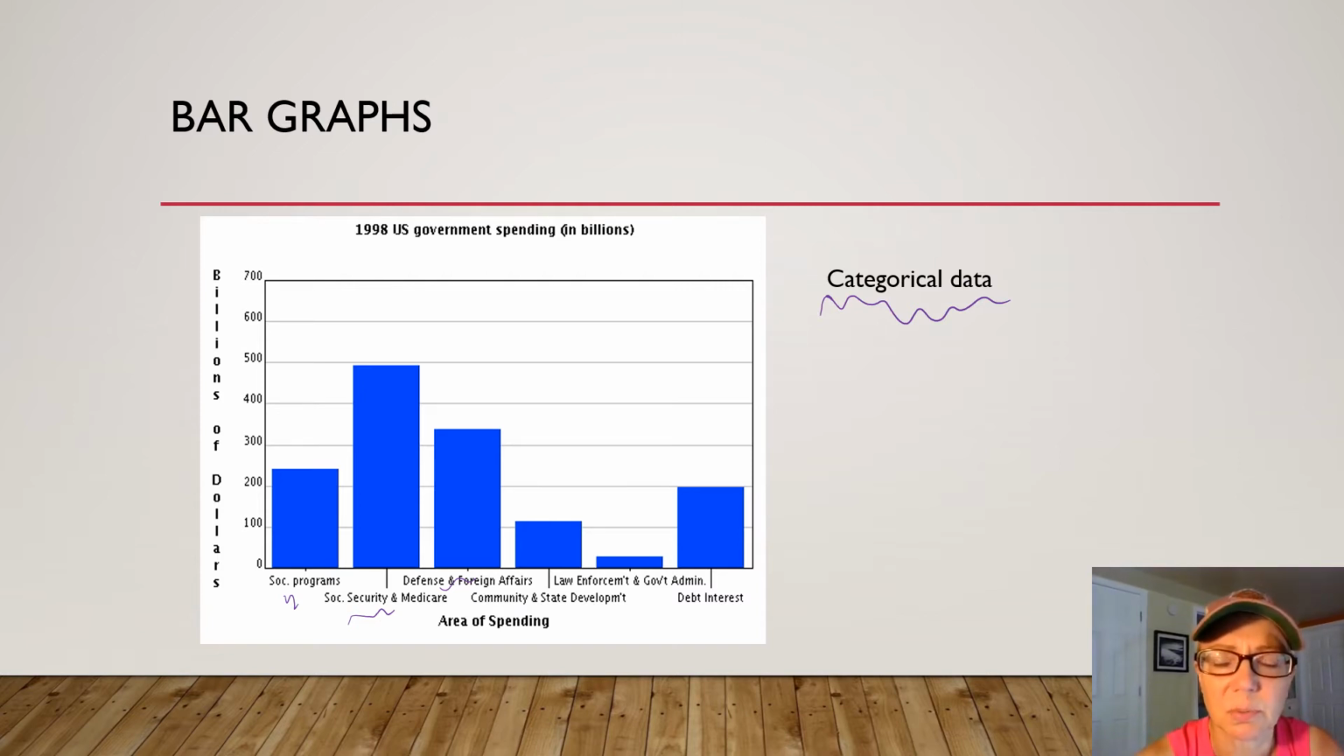Especially important to notice with the bar graph is that there are spaces between the bars. The bars should not touch.